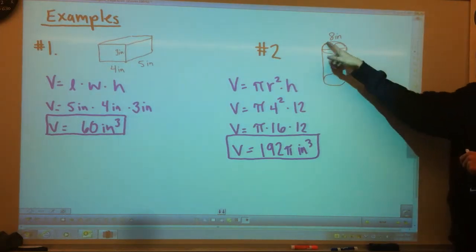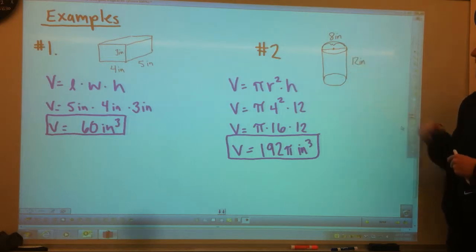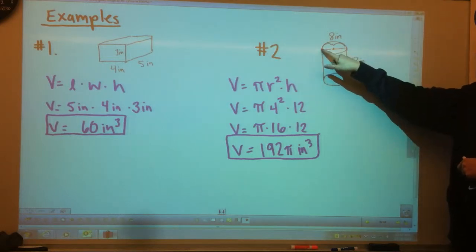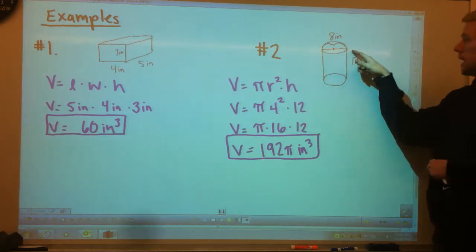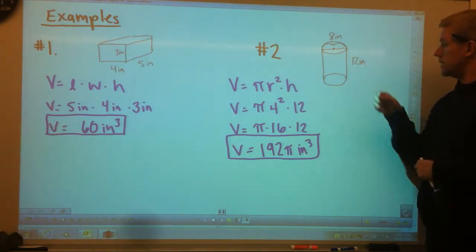Number 2, you go ahead and draw this picture. You got a circle at the top, a circle on the bottom, the height, and then I gave you the diameter. So this is the diameter. This diameter I have as 8 inches. My height is 12 inches.